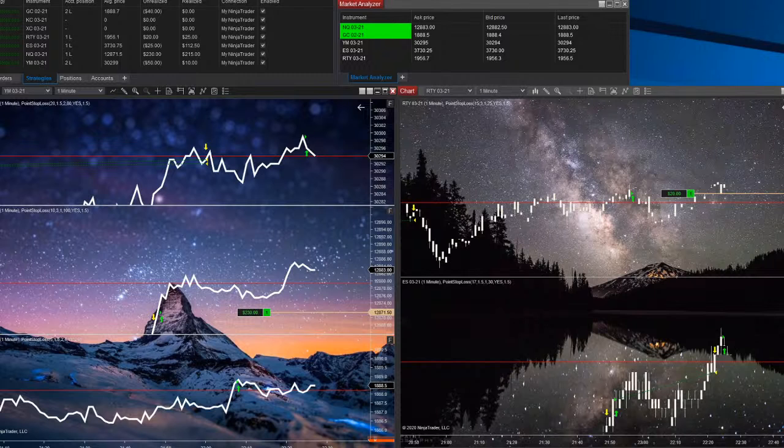I was also saying that ES had gotten out of a trade and then the chart trader automatically went up to RTY because RTY was in a trade. That's really cool, and I didn't have to do it myself. But I've never seen that happen on my other chart.